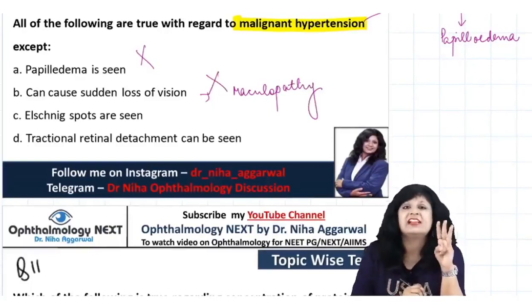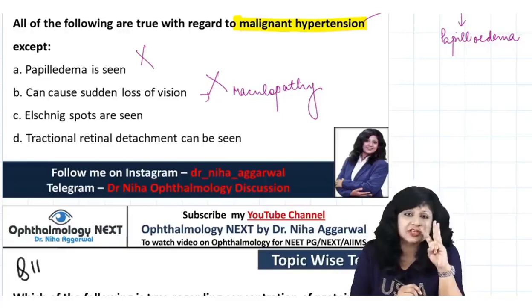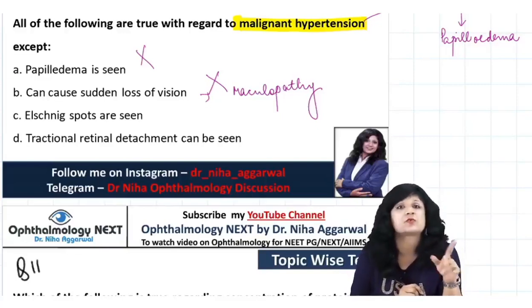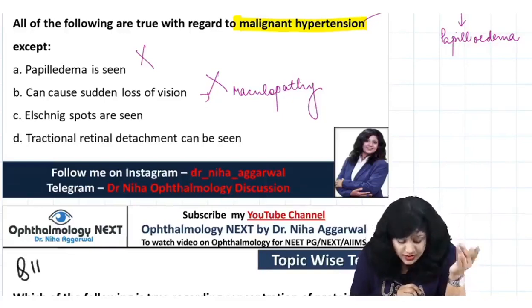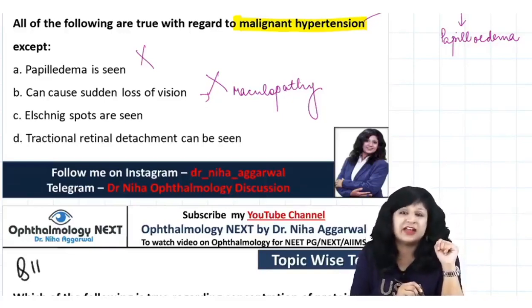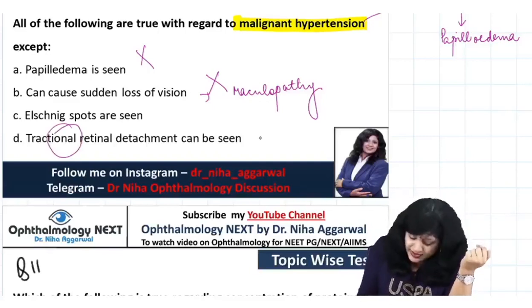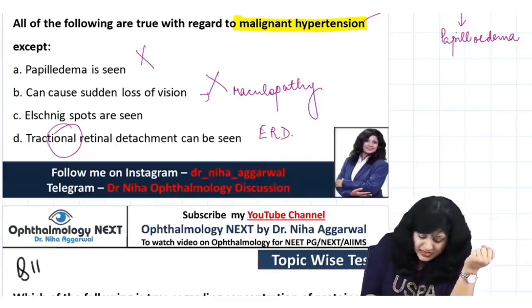Number 3, the Elschnig spots. Now you might not know what Elschnig spots are, but again you can do this question by diagnosis of exclusion. Look at the 4th option, the tractional RD. You don't get tractional RD in hypertension. You get exudative retinal detachment. So obviously the answer to this question is the tractional RD.